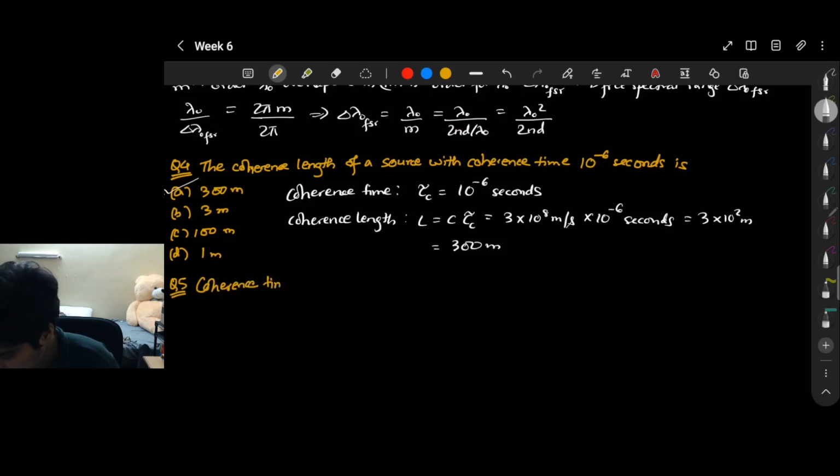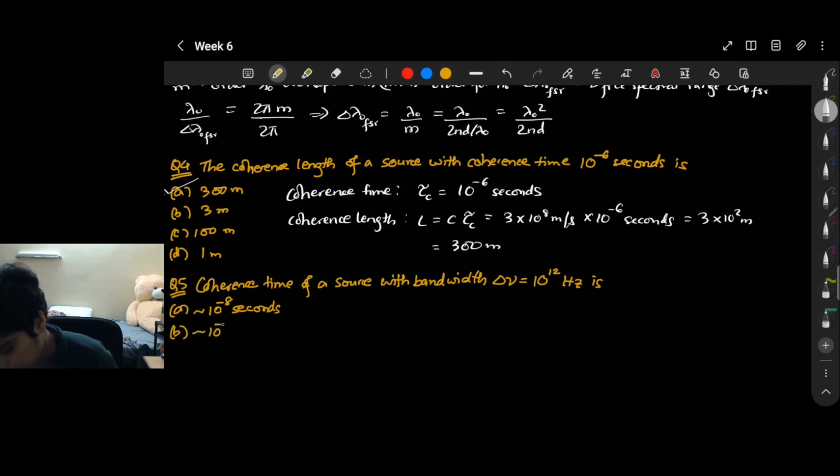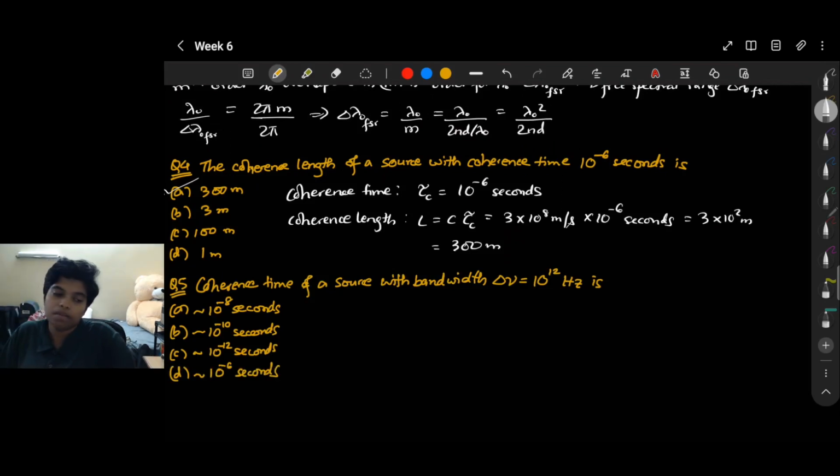Coherence time of a source with bandwidth delta nu equals 10 to the power 12 hertz is: option A, of the order of 10 to the power minus 8 seconds; option B, of the order of 10 to the power minus 10 seconds; option C, of the order of 10 to the power minus 12 seconds; or option D, of the order of 10 to the power minus 6 seconds. Again, a pretty simple and straightforward question. Please take a few minutes to answer.